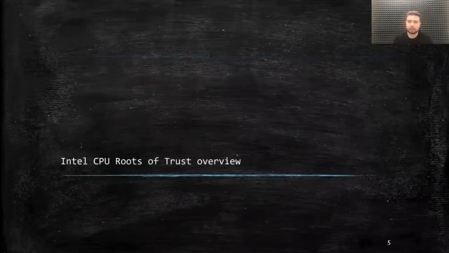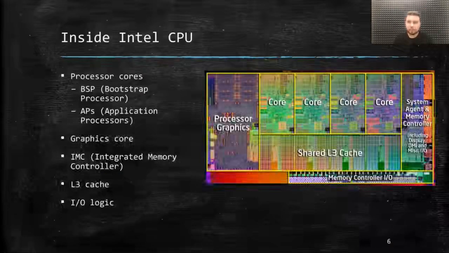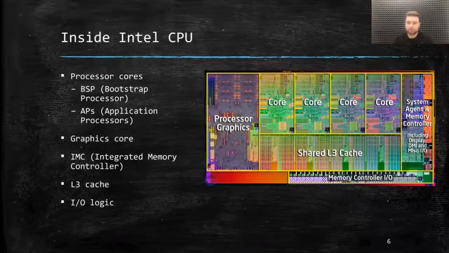We'll start with some basics to make sure most listeners understand what we are talking about. The first part is the CPU root of trust overview. Every modern Intel CPU has processor cores: the bootstrap processor, which starts when powering on and begins executing the start instructions in firmware; the application processors, which are started by the bootstrap core when ready and needed; an optional graphics core, an integrated memory controller, a level 3 cache shared between the cores, and some input-output logic.